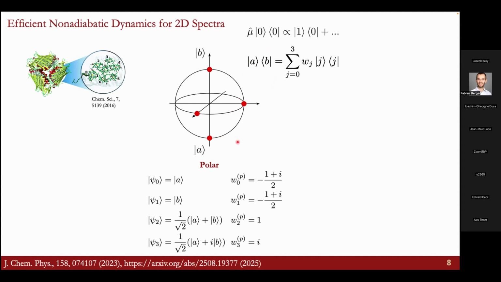And so members of Tom's group a few years ago proposed what we've been calling this polar decomposition, where you include the two states on the poles and two states on the equator to give you, with these particular weights, a sum that gives you back this desired coherence. And then you run at each T2 delay, or rather at each time you apply a dipole operator in the simulation of the 2D spectra, you then branch into this new set of four states.